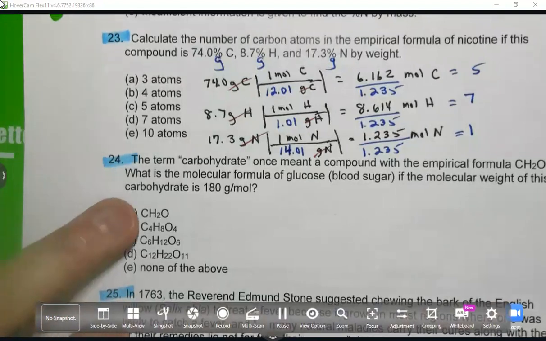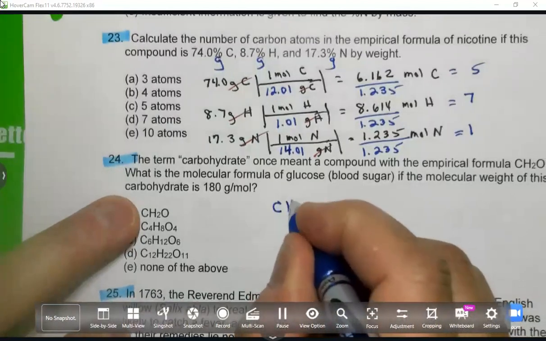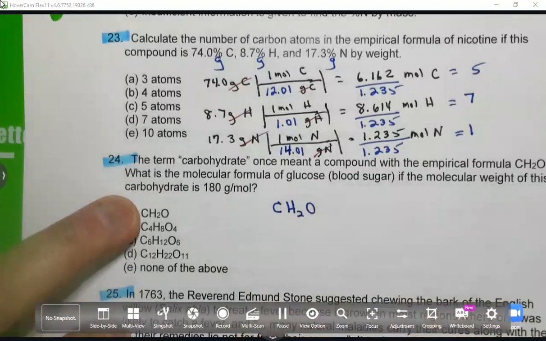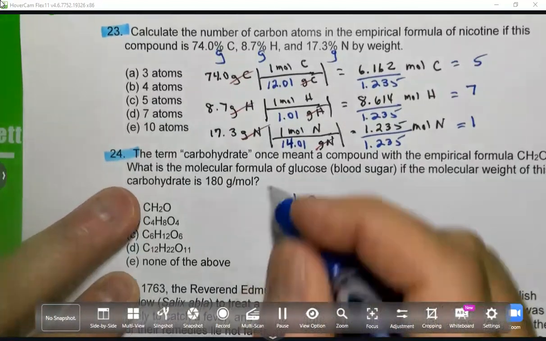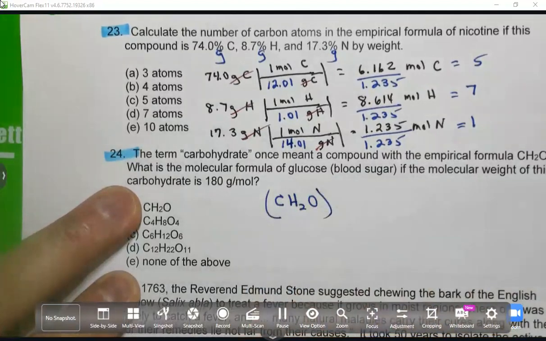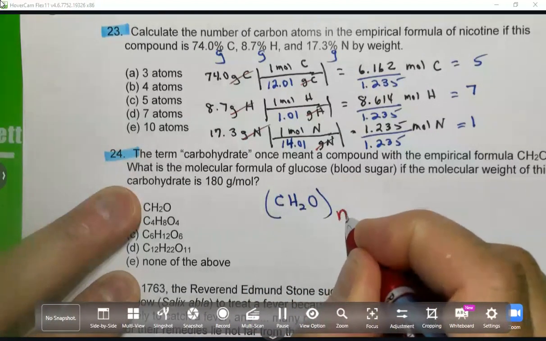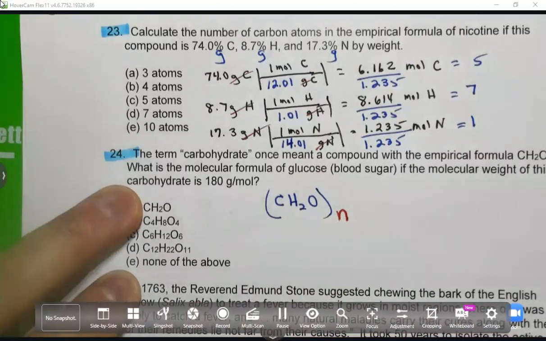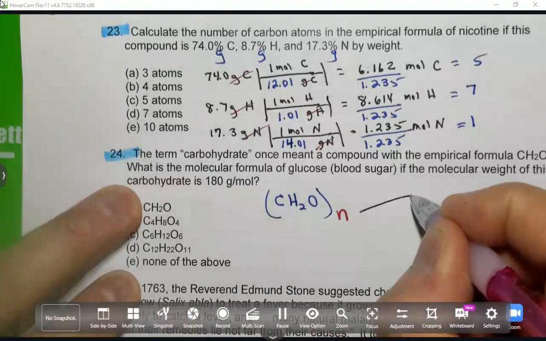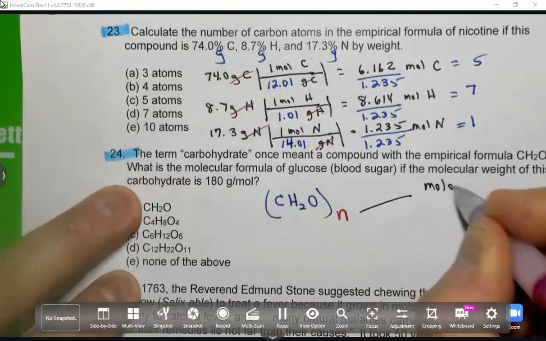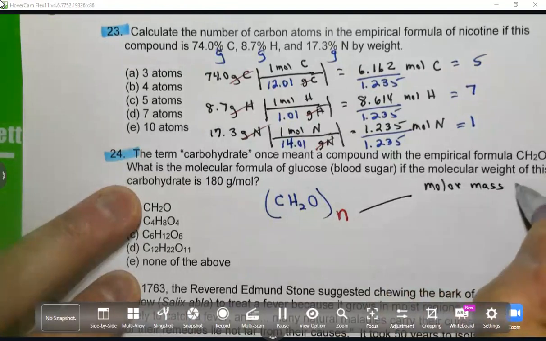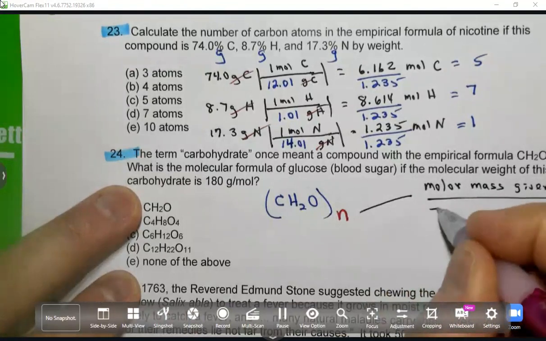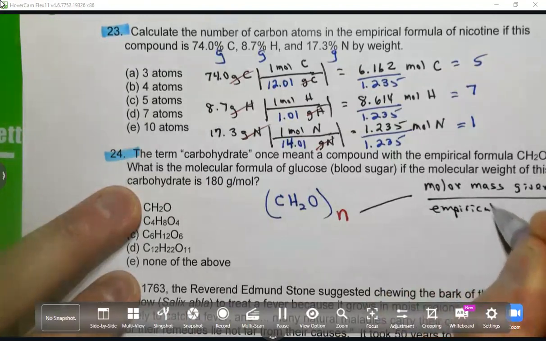24. In 24, we have this. There's our empirical formula. We've got to figure out our multiplier here, and that is our molar mass given, divided by our empirical formula mass.